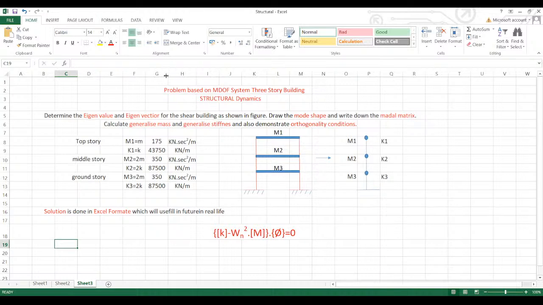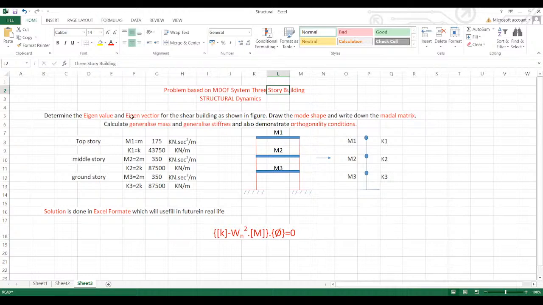Today I am here to solve a problem based on the multi-degree of freedom system of a three-story building. This problem is based on structural dynamics and civil engineering. Here we have to find the answers to the question. So what is the question we have to study?